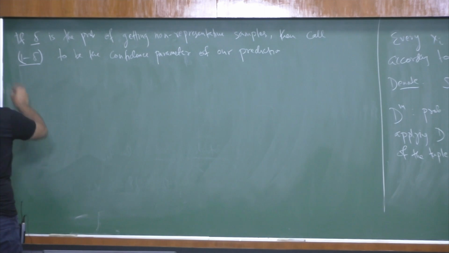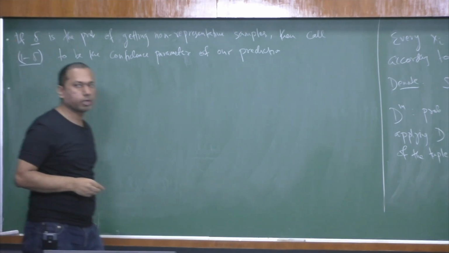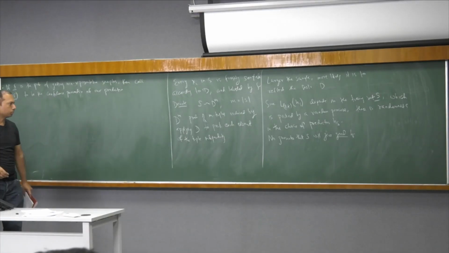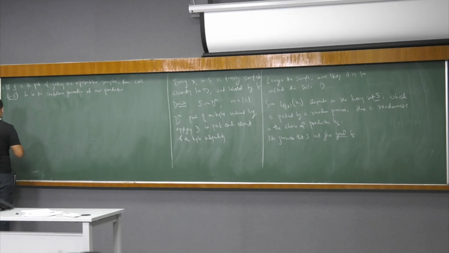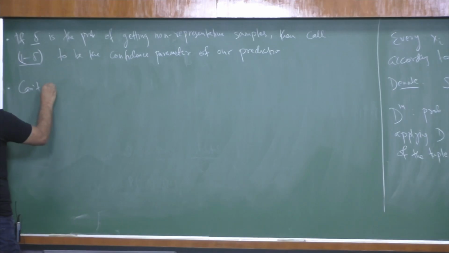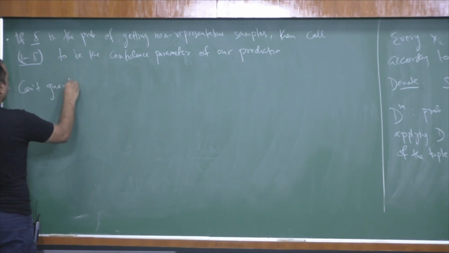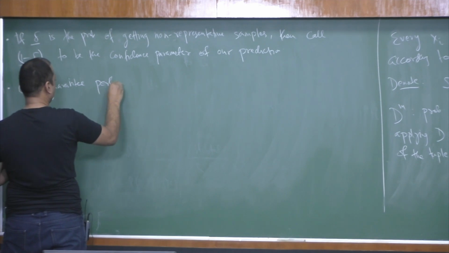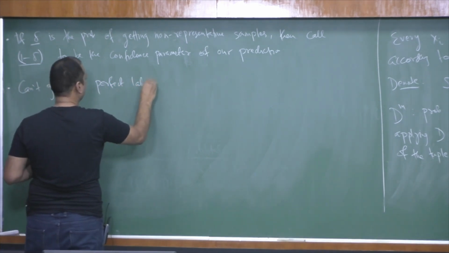Also, another point is that we cannot guarantee a perfect level prediction. So we characterize that by some epsilon. We are accurate up to epsilon. We cannot guarantee perfect level prediction.